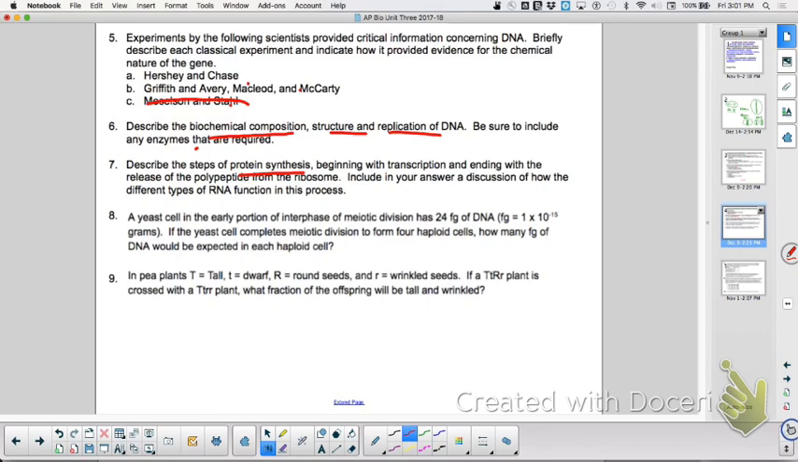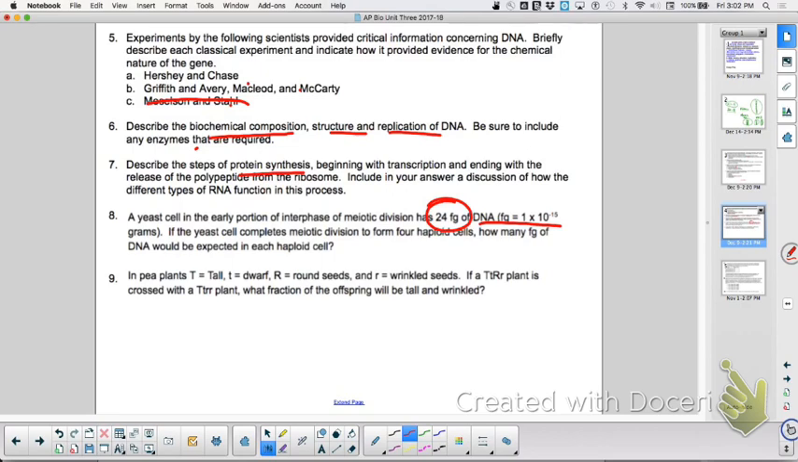A yeast cell in the early portion of interphase of meiotic division has 24 FGs of DNA. If the yeast completes meiotic division to form 4 haploid cells, how much DNA would you expect in each haploid cell? Yes. So for a question like number 6, would you draw a diagram? Wait a minute. I can go back to that in a minute, except I just asked about this question 8. Okay, yes. 12, right? Because it would be not diploid, but haploid. Okay, now, go ahead.